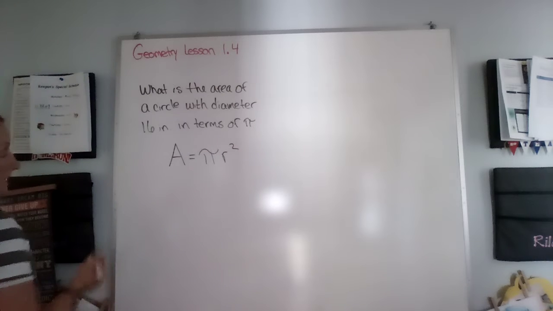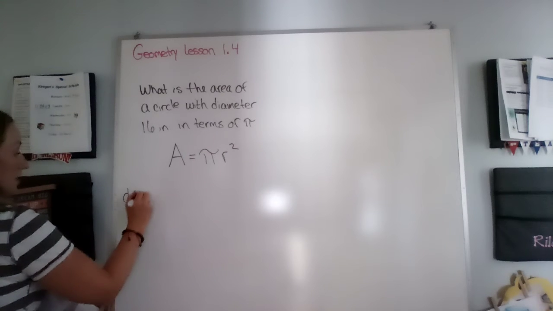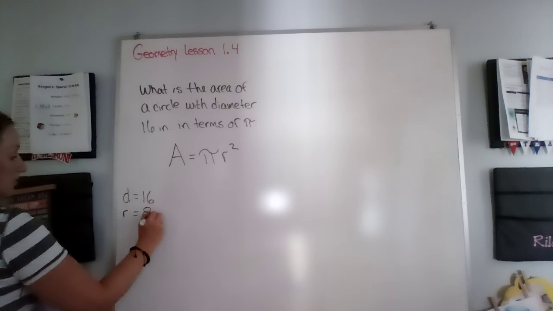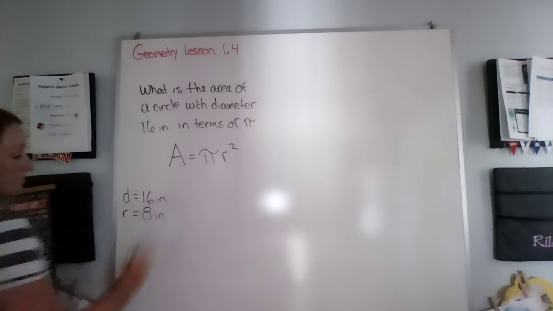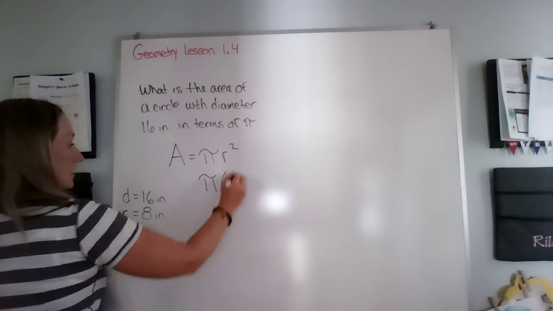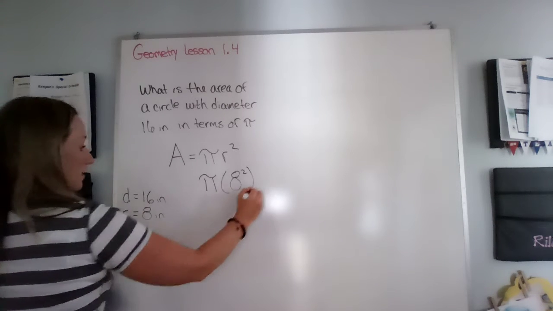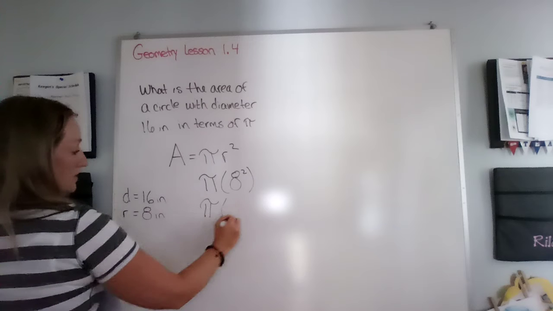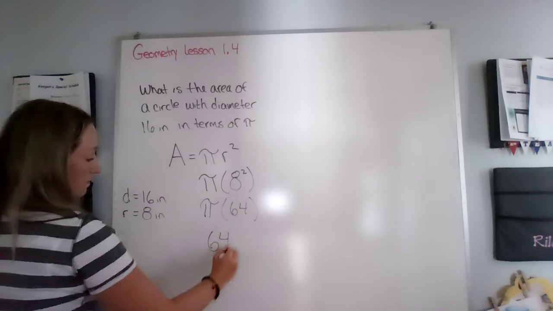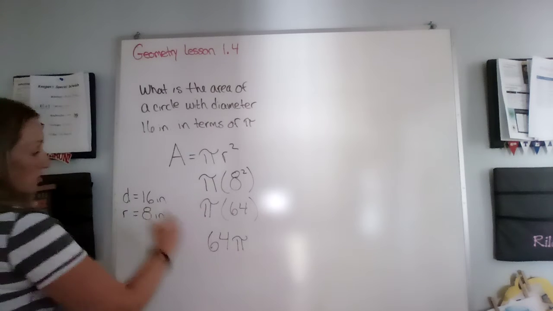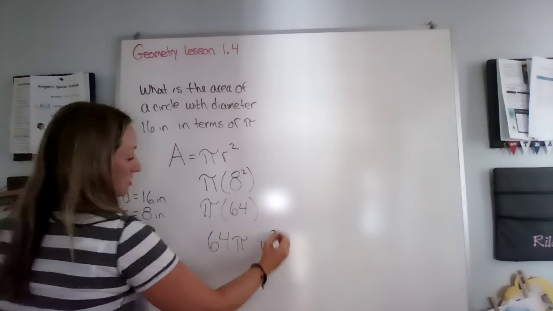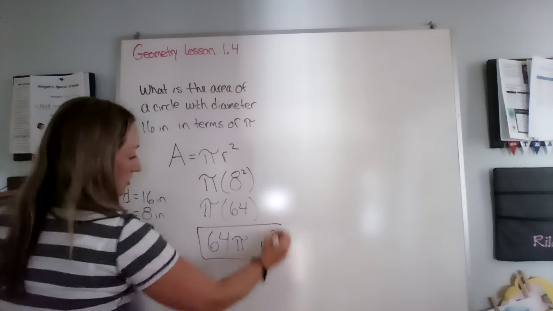Okay, so I need to know the radius. Well, in this case, I have the diameter is equal to 16. The radius is half of the diameter, so the radius is equal to 8 inches. Okay, so it's going to be pi and then 8 squared. So it's pi times 64. Remember, the number comes in front of the pi, so it's 64 pi. My units are inches. Since it's an area problem, my units are squared. And that would be your answer left in terms of pi.